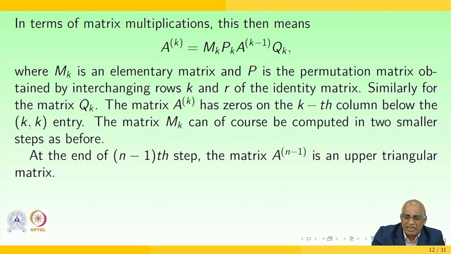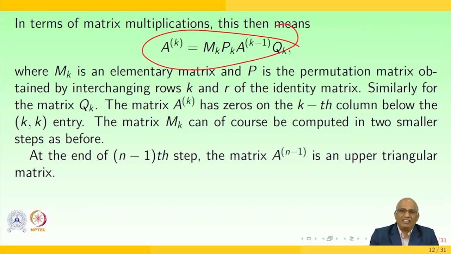In terms of matrix multiplication, this then means you will have A_k equal to M_k times P_k, A_(k-1), Q_k, where M_k is an elementary matrix and P is the permutation matrix obtained by interchanging rows k and r of the identity matrix. So initially we have an identity matrix, and from the identity matrix we get the permutation matrix by interchanging rows k and r of the identity matrix.